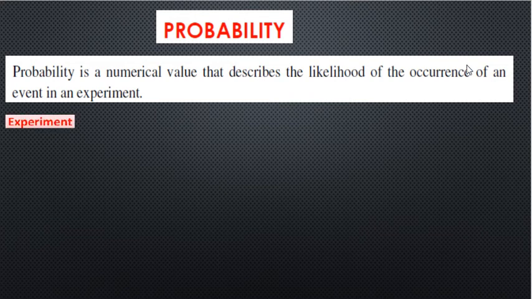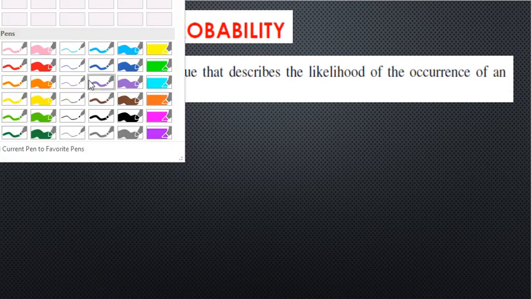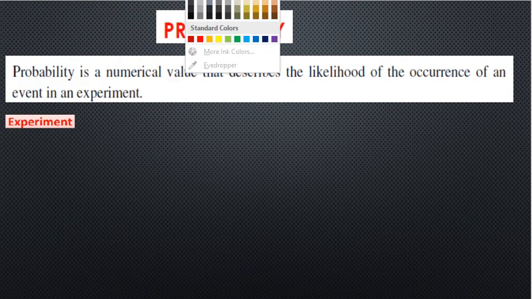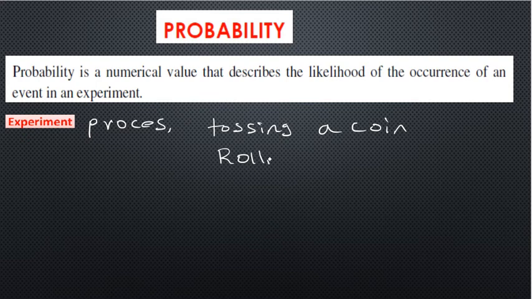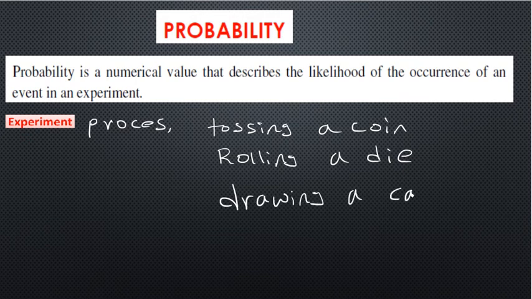Okay, the first point is experiment. What is experiment? In probability, experiment is the process. Simply we can say it is a process, like tossing a coin or rolling a die, or we can say drawing a card. All these are processes. When you toss a coin, you don't know the outcome.